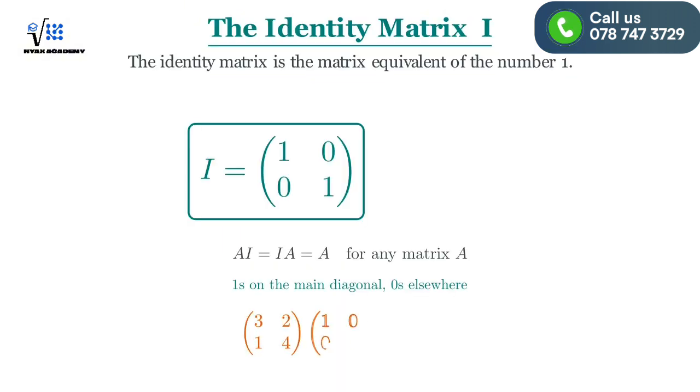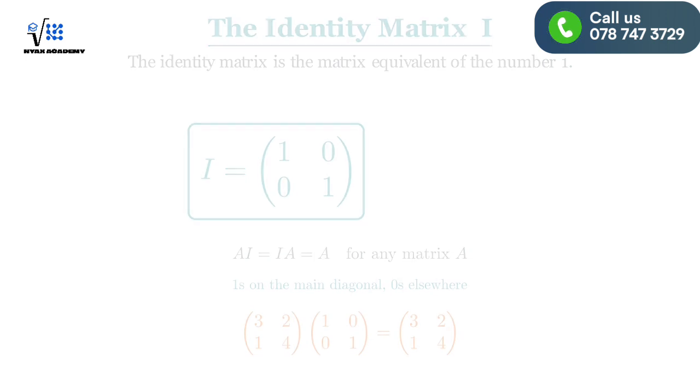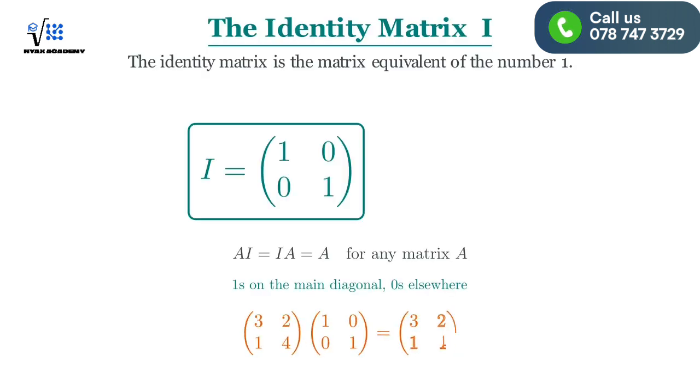For example, we are given the matrix with elements 3, 2, 1, and 4, and if we multiply it by the identity matrix I, we're still going to get a resultant matrix with elements 3, 2, 1, 4.